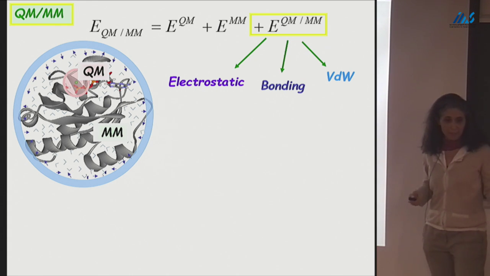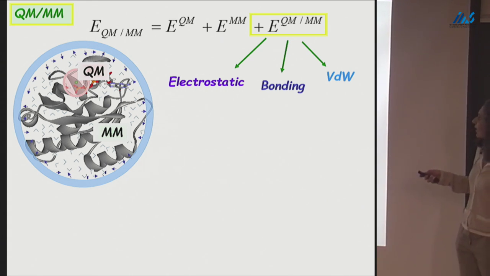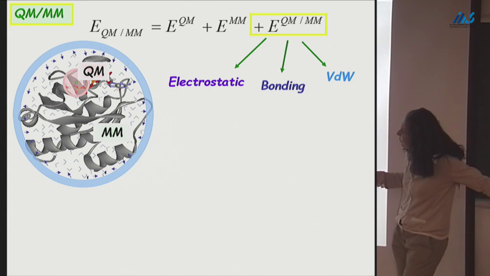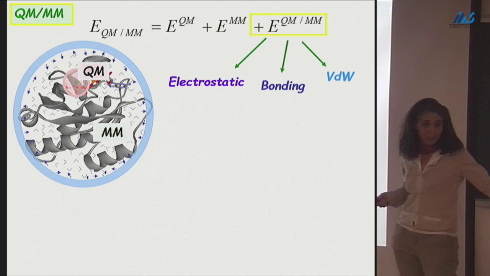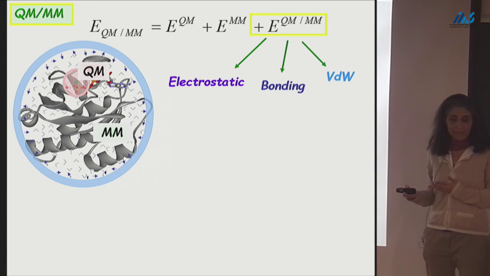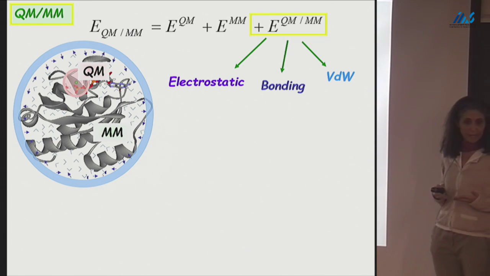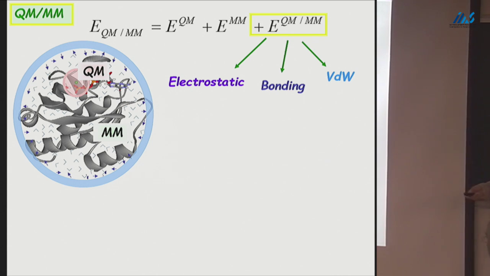Now, what is this coupling? What does it account for? So it accounts for electrostatic interaction between the reactive part and the environment. It accounts for bonding interactions. If we actually trim, for example, if I want to describe this molecule, but I have to cut it somewhere, part of it belongs to the enzyme and part of it belongs to the reactive part. I do have to cut it somewhere. So these are bonding interactions that I have to take care of. And then there are the van der Waals interactions.